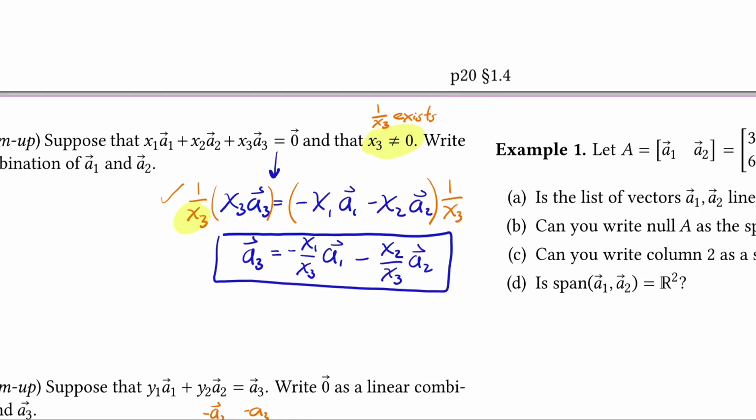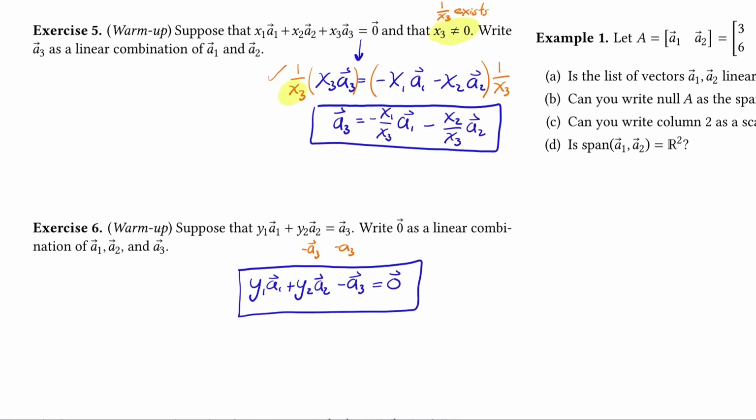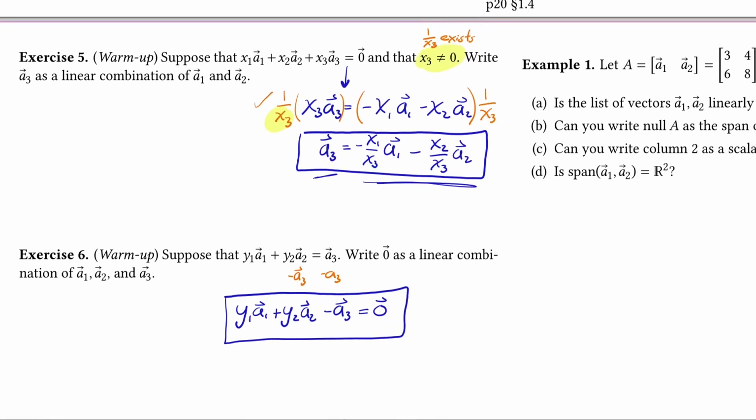All right, so with 5 and 6, let's look at those. Here is a3 written as a linear combination of a1 and a2. Notice that this doesn't necessarily always work if you don't know that x3 is not 0, because if x3 is 0, then you're not allowed to multiply by 1 over x3, because that would be division by 0. But in this case, it's okay. 1 over x3 is a number, and you can multiply it by both sides, and you get a3 as a linear combination of a1 and a2.